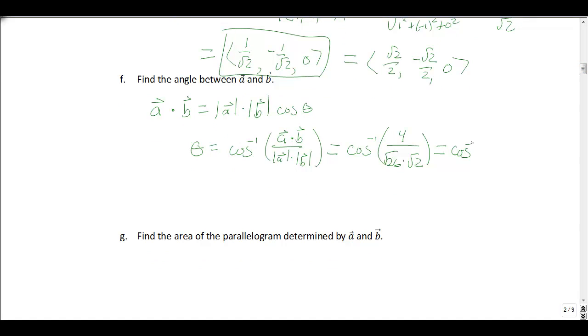Note, if I simplify this, I get cosine inverse of 4 over 2 square roots of 13. I could factor out a 2 from the 26 and do 2 times 2 is 4, square root is 2, which works out to be cosine inverse of 2 over square root of 13. So that's a fine answer. You could convert that into degrees or radians with an approximation using a calculator if you'd like to.